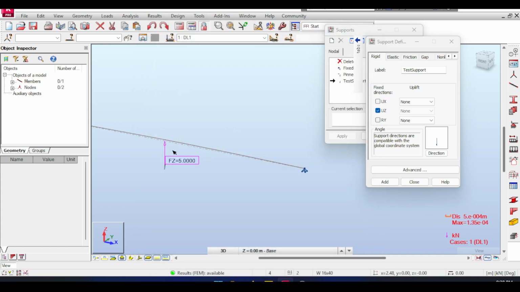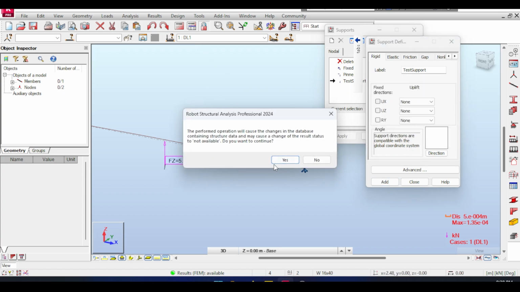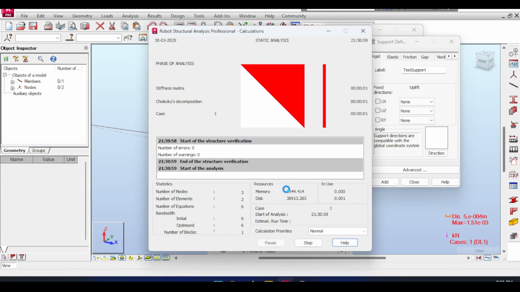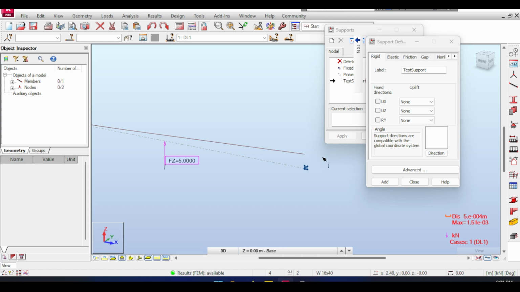displacement. Now let's start our investigation. I will remove the fixed direction UZ, and now once again it's free. So if I calculate now, you shouldn't be surprised if you see 1.51 again, which is perfectly sensible.